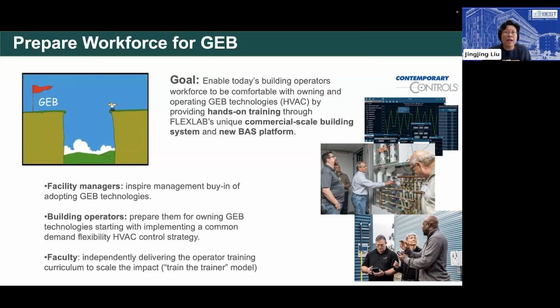So in this pilot, we are going to heavily highlight hands-on practices and learning opportunities using the FlexLab facility at LBNL, where we have a real building zone scale test bed and a real BAS system to help the trainees to operate on a live system to practice those skills.